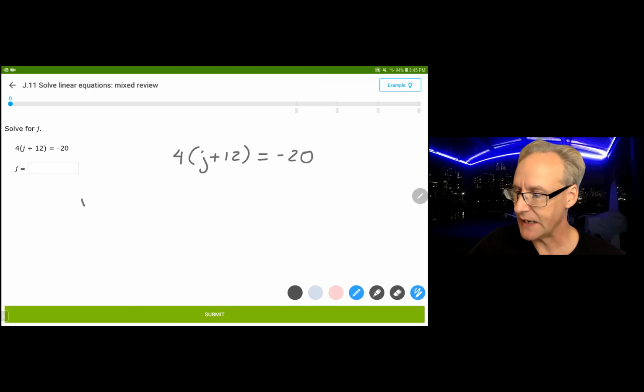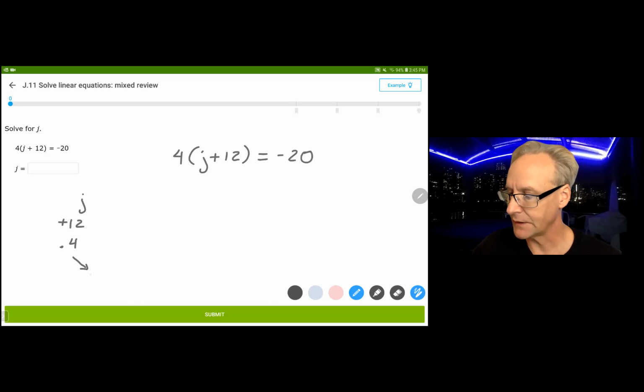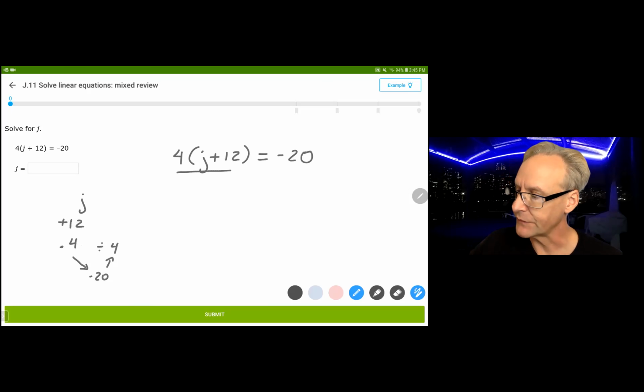If you take J and add 12, see it right there? And then I multiply it by 4, I get negative 20. In order to get back to J, I have to do the opposite in reverse order. So the first thing I have to deal with is doing the opposite of multiplying by 4. So what I'm going to do is divide by 4 to undo that. And it looks something like this.